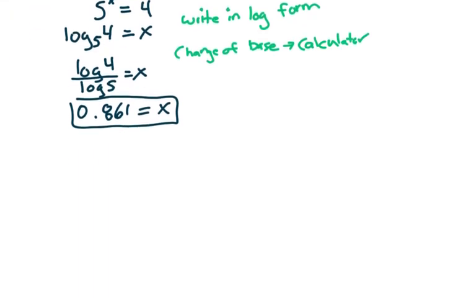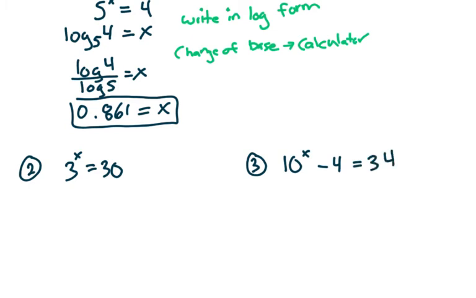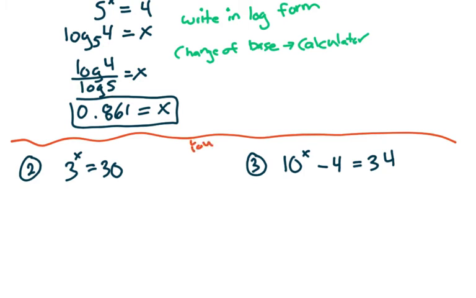So I'd like you to try 2 and 3. Try 3 to the x equals 30. And 10 to the x minus 4 equals 34. So go ahead and pause this video and try these 2 problems.